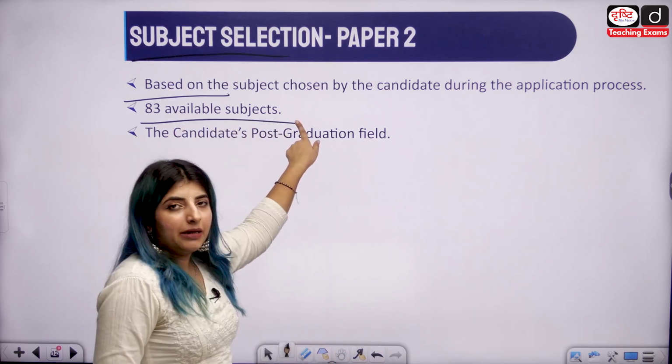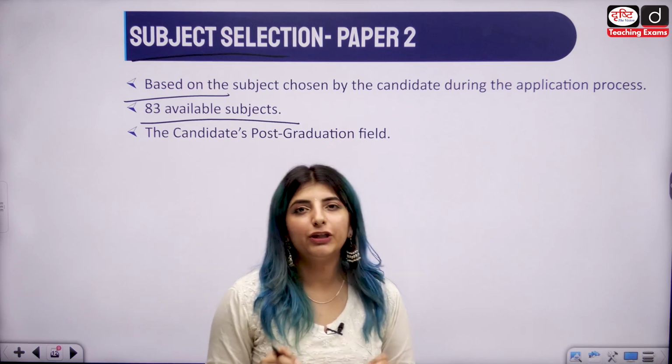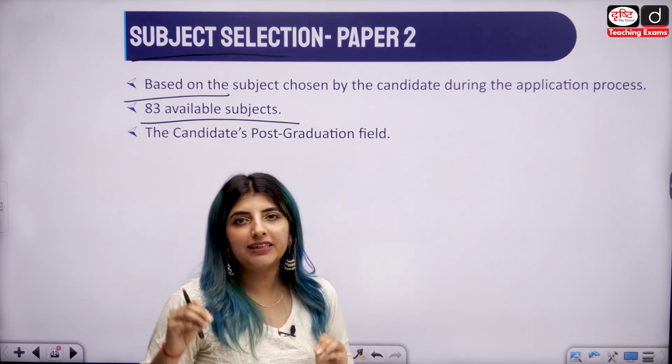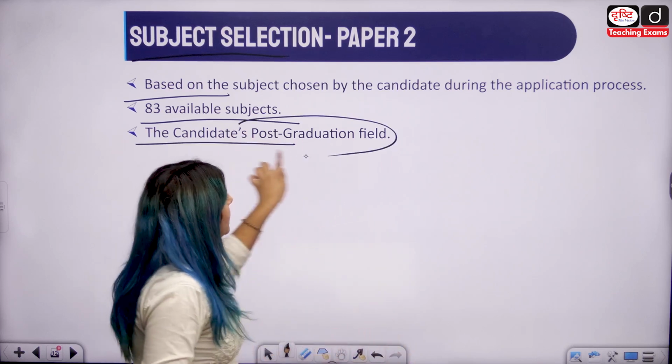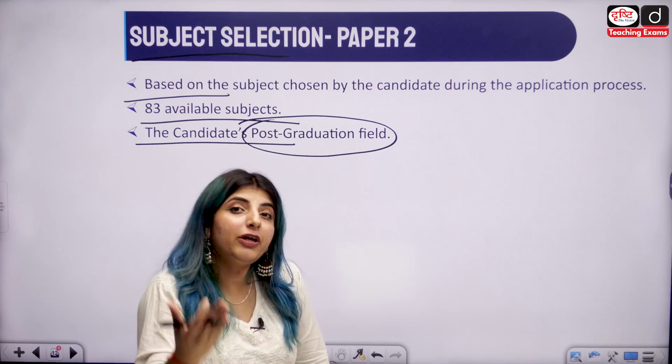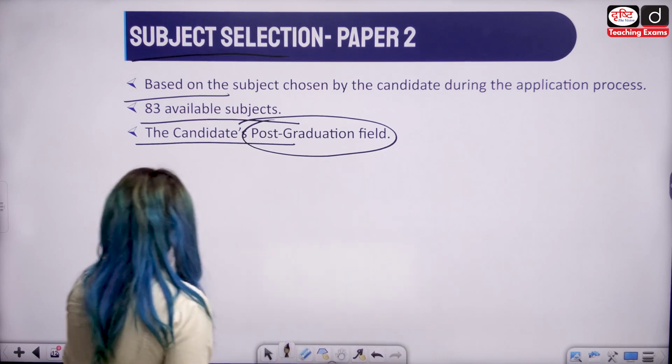There are 83 available subjects. The accurate list is provided by the official NTA UGC-NET website. You can go and check it there. The candidate's postgrad field is the one which they should be choosing to appear for the examination of the NET, correct? So that's the case here.